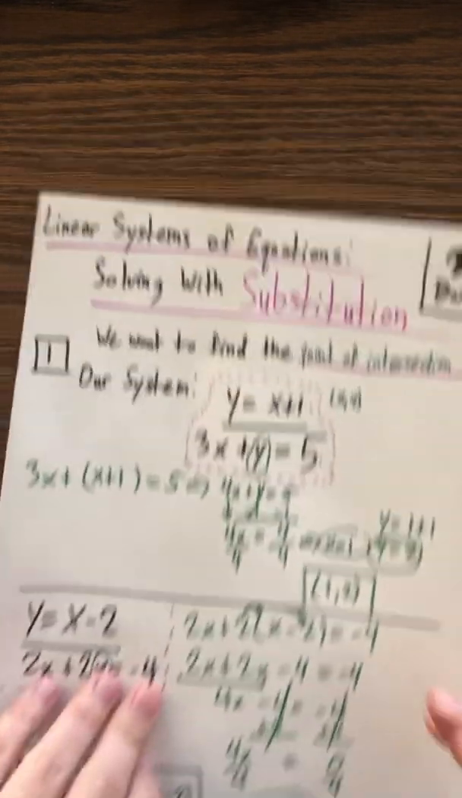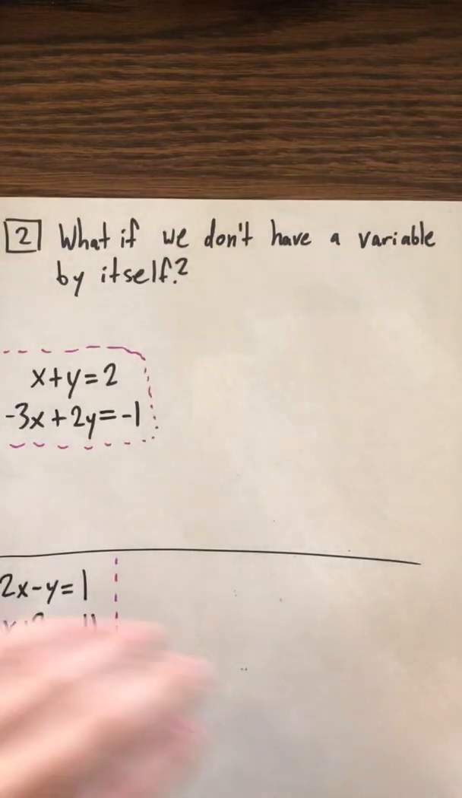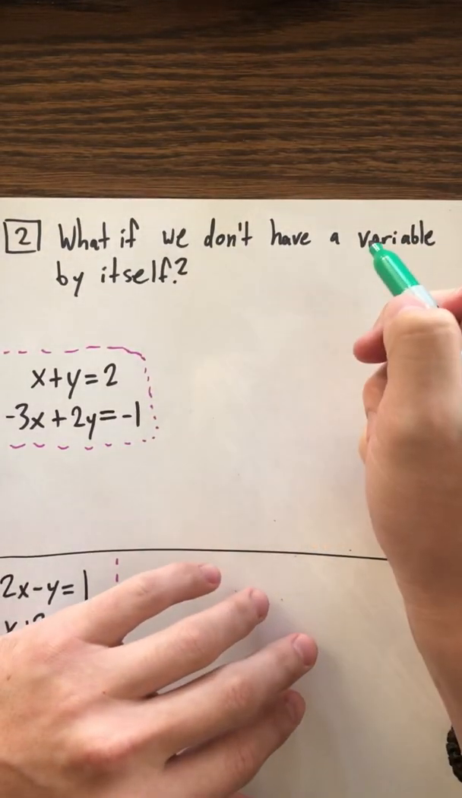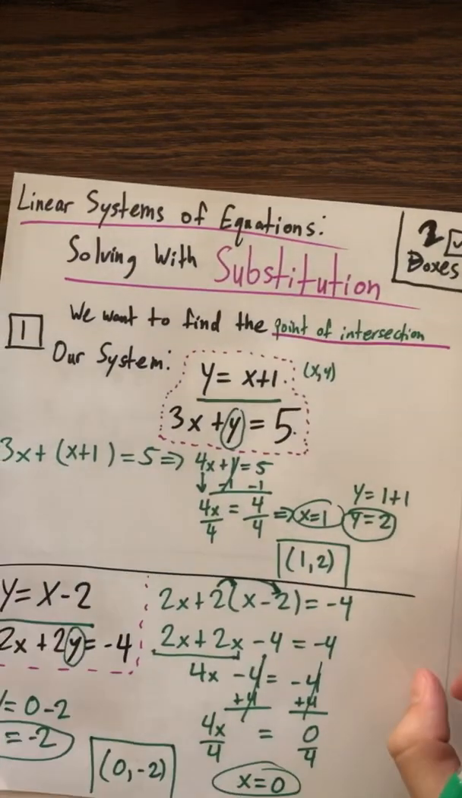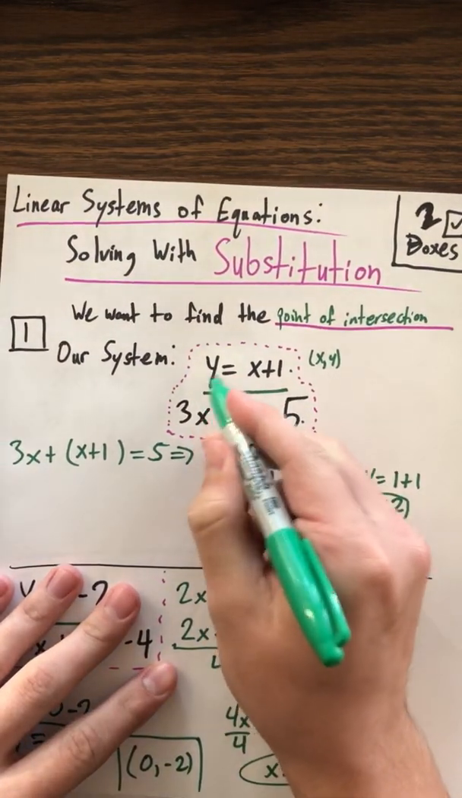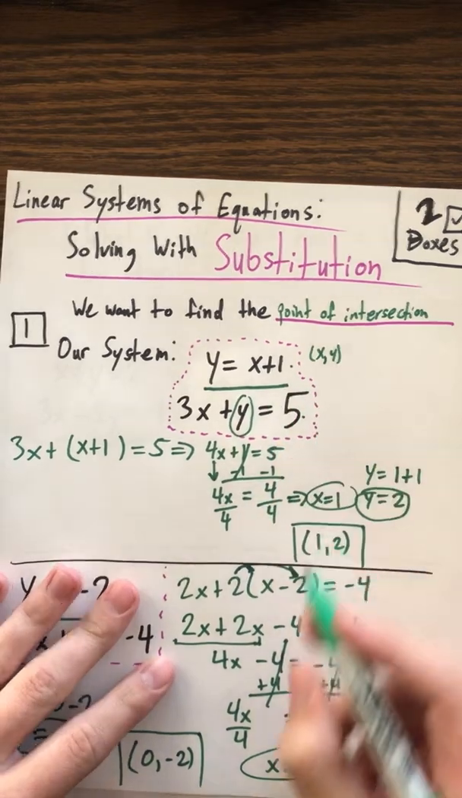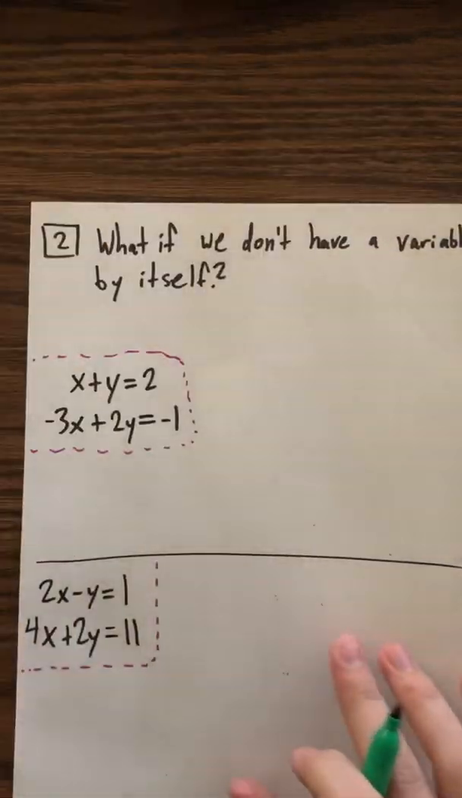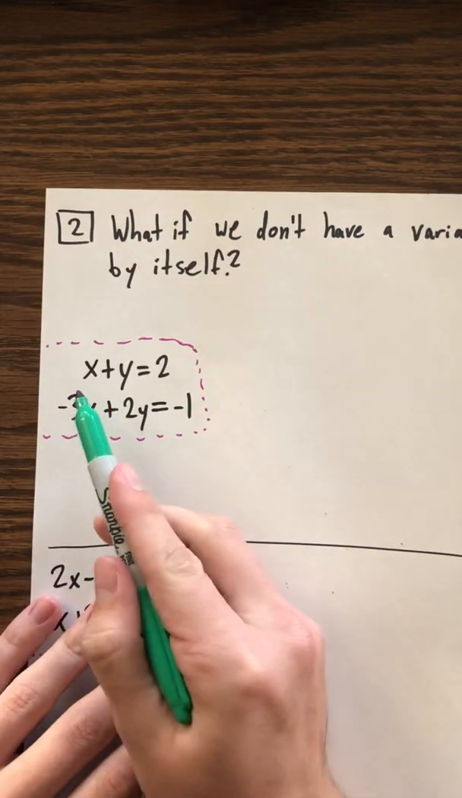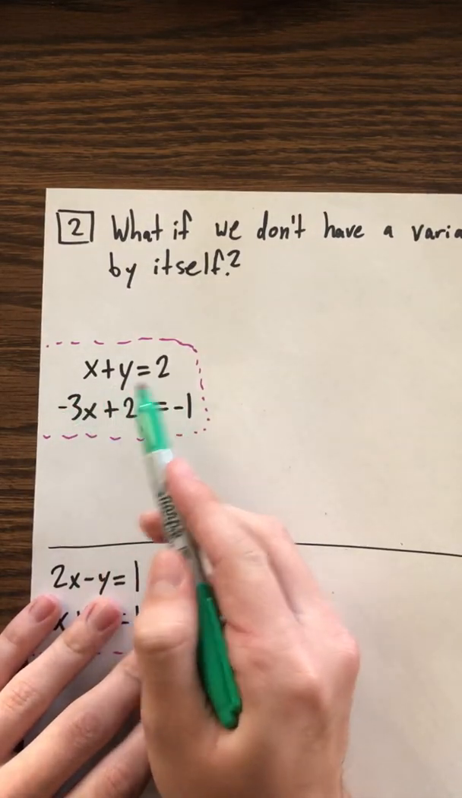Okay, so moving on to the next box. What if we don't have a variable by itself? In the previous ones, both of our y's were already by themselves. We had this y all alone over here, and x plus 1 over here. And in this one, y is all alone over here, and x minus 2 is over here. But as you can see in our next example, neither of our variables are by themselves in either equation.